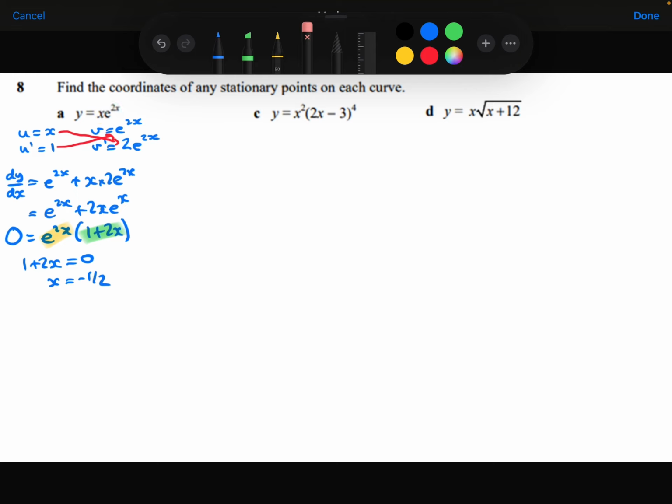To get the y coordinate, I want to substitute my x in here and here. So if I substitute minus 1/2 into both of those, then I find minus 1/2 times e to the power of minus 1/2 is minus 1/2 e to the power minus 1. And that's how I'll leave that answer in exact form.